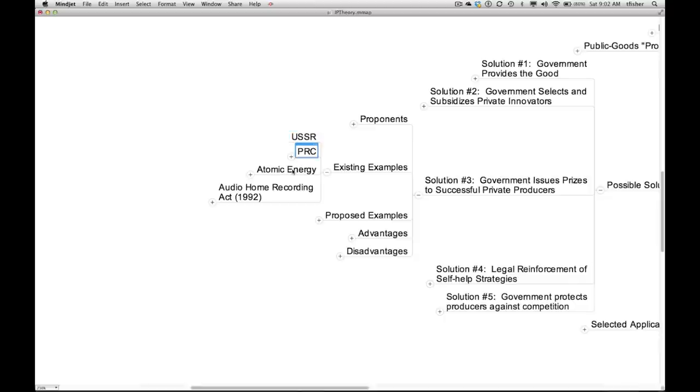this fashion. In the artistic context, the Audio Home Recording Act in the United States contains a mechanism for distributing government funds to the owners of the copyrights in popular songs. Several European countries have much more extensive levy systems that work essentially the same way. All rely on prizes to induce innovation that arguably would not otherwise occur.